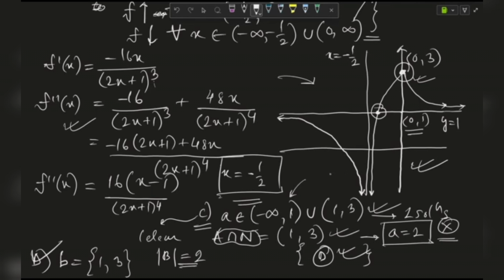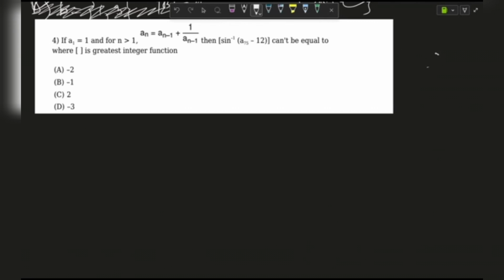So now we will proceed to the final question. So here is our next question. This is also a very good question. This is like those brainstorming type questions you can get for JEE maths maybe. So I will wait for a few seconds.